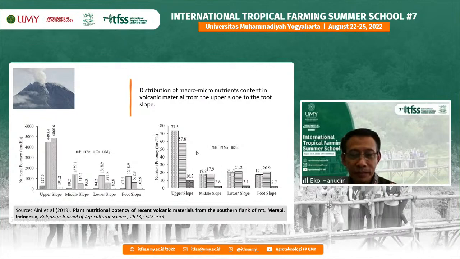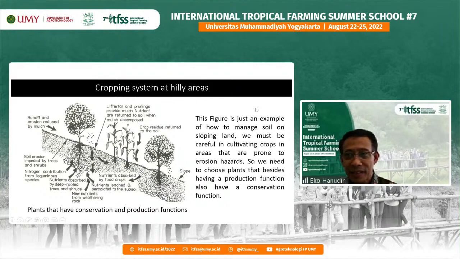And this is an example of how to manage soil on slope land. We must be careful in cultivating crops in areas that are prone to erosion hazards. So we need to choose plants that, besides having a production function, also have a conservation function. So we can see the root structure of this plant. This plant can hold the soil to reduce the erosion from the upper zone area. So this is one important thing to select which plant is better to plant in that area. So we have to consider that plants have conservation and production functions.